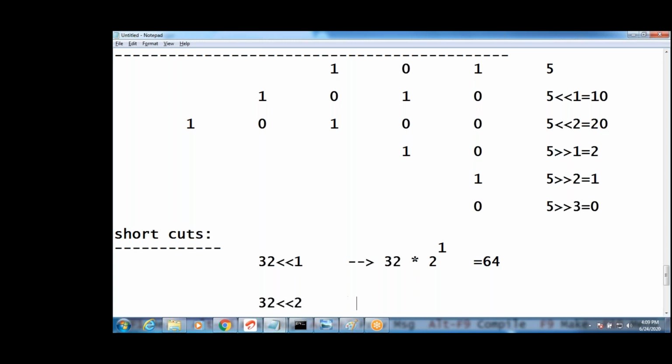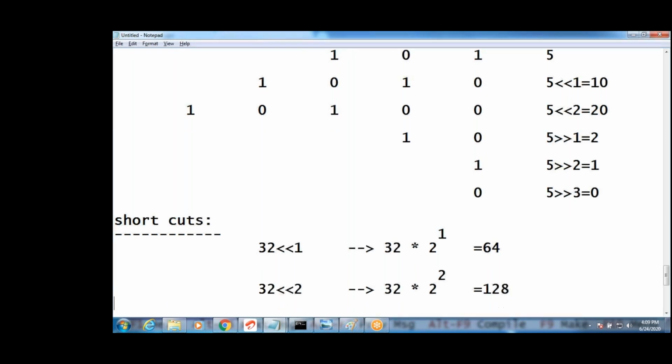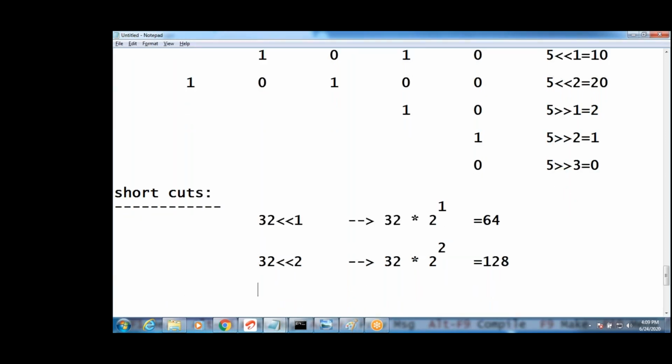Next example, 32 left shift 2. What is 32 left shift 2, guys? 32 into 2 square. What is 32 into 2 square? 32 into 4, which is 128. That is 2 square. Like that, 2 cube, 3, right? We can write like this, guys.